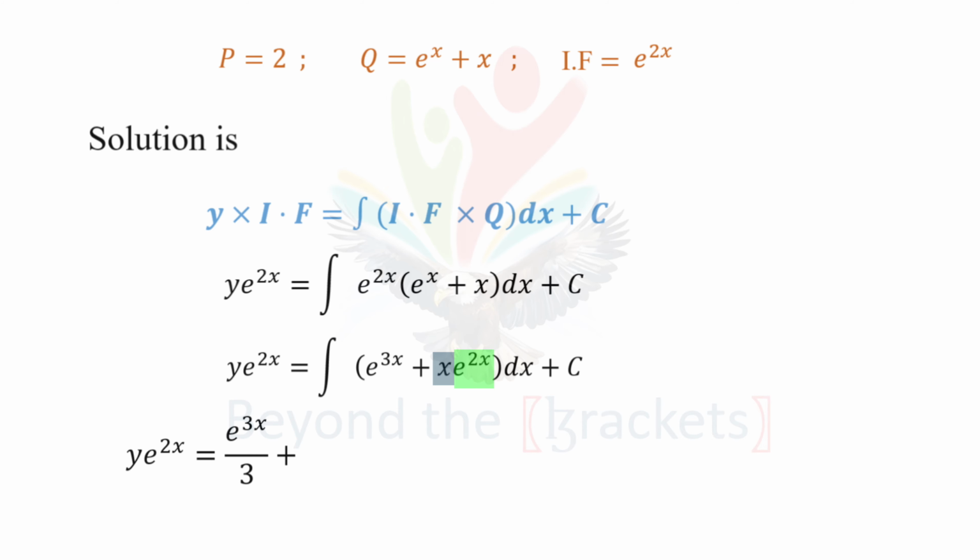Again, applying the ILATE rule, x will be the first function and e power 2x will be the second function. The first function x will be written as it is. Integration of e power 2x will be e power 2x by 2 minus integration of the derivative of the first function, that is x, which will be 1, and integration of the second function, that is e power 2x by 2, will be e power 2x by 4. That completes the general solution.